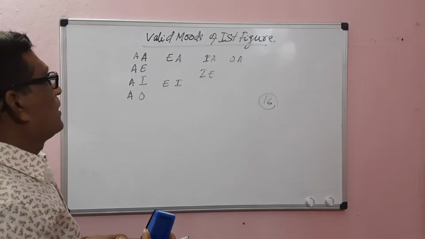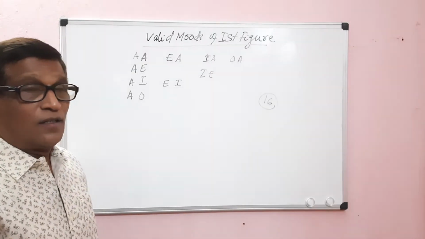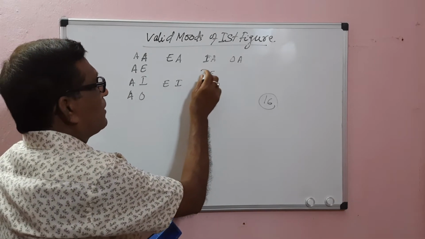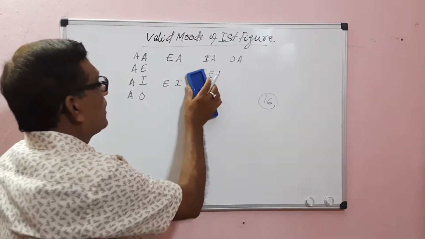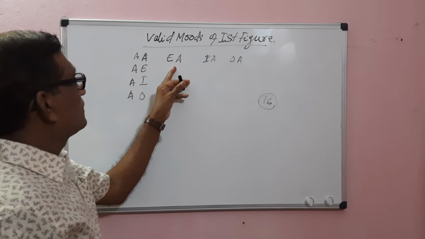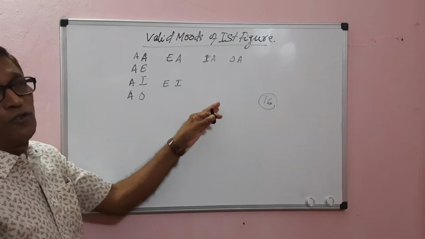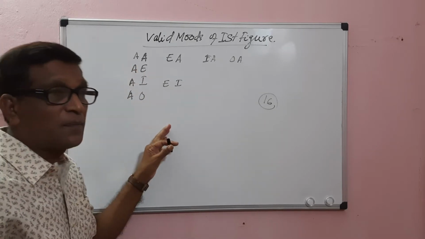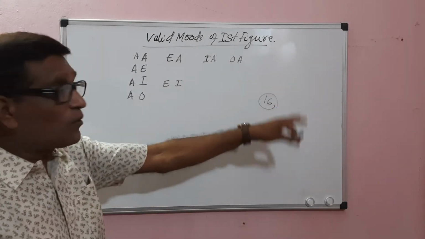Then, from particular major and negative minor, no conclusion can be drawn. Here the major premise is particular, the minor premise is negative, so no conclusion can be drawn. Then we can eliminate this. Only 8 possible moods remain. Out of these 8 possible moods, we have to test how many are valid in the first figure, and how many are valid in the second, third and fourth figures. That we will discuss.